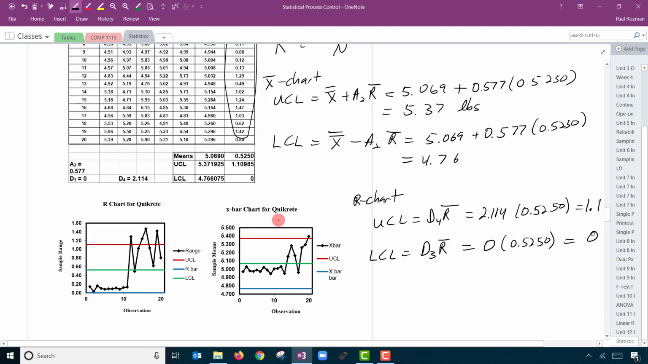Our X bar chart, basically, again, I plotted my mean column over the 20 observations in order, and then I put the X bar in the center. Again, my labels didn't work out very well there. Not sure how that happened. Just the coloring. But anyway, here was our X bar of 5.06, and then we plotted our upper control limit of 5.37 and our lower control limit of 4.76.